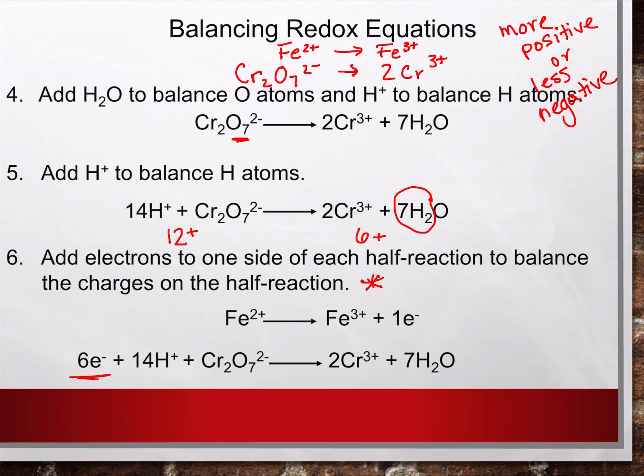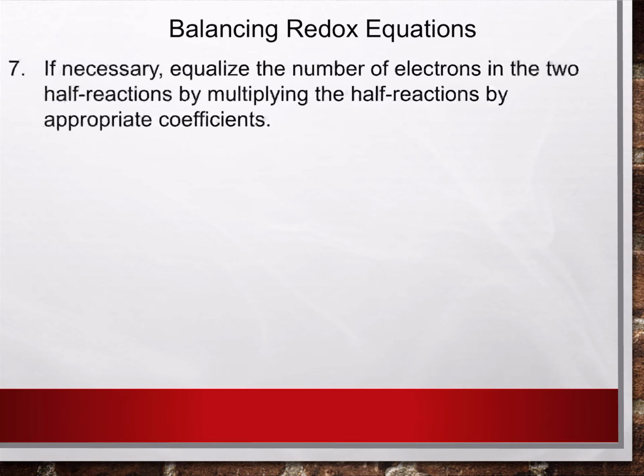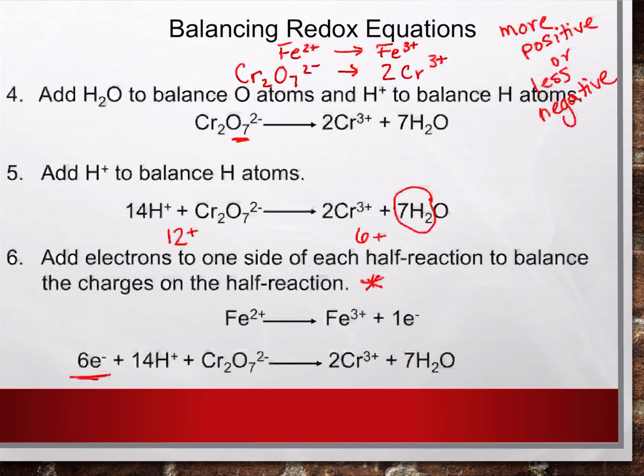The next step will be to make the electrons equal, because we need them to balance out. Here we have 6 electrons and we have 1 electron, and we need to make them equal, because right now they're not. In the step after we balance the electrons, we're going to end up canceling them out. So you need to have the electrons be the same number so that they'll cancel out. It's kind of looking ahead.